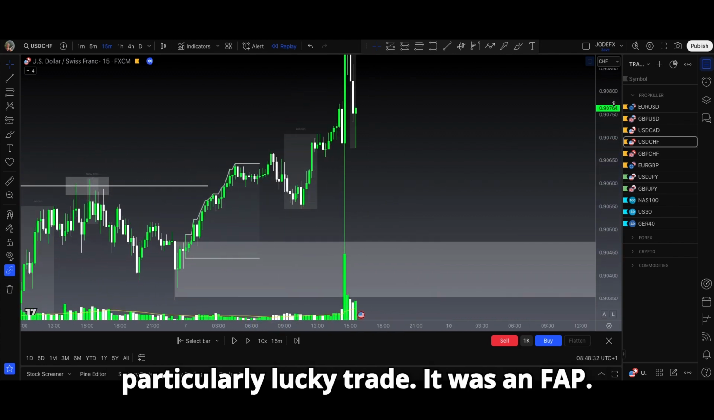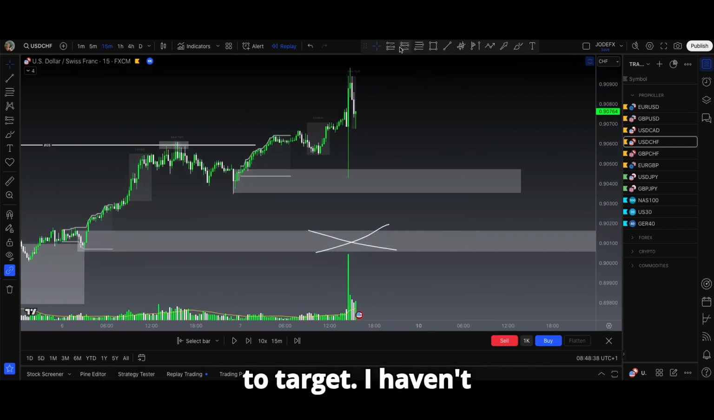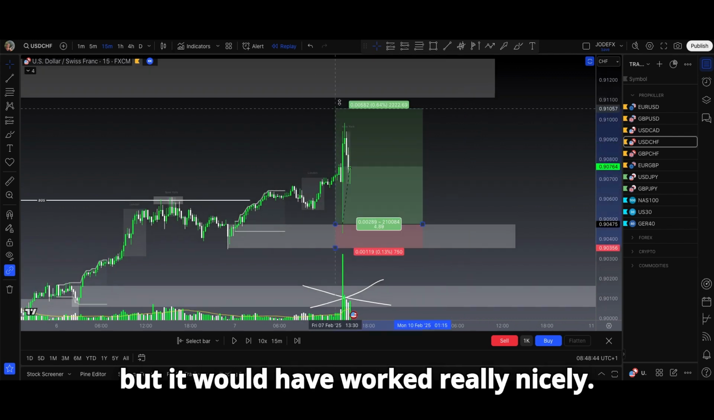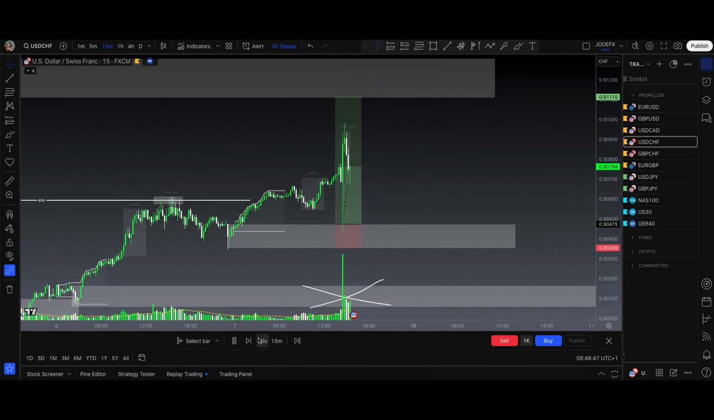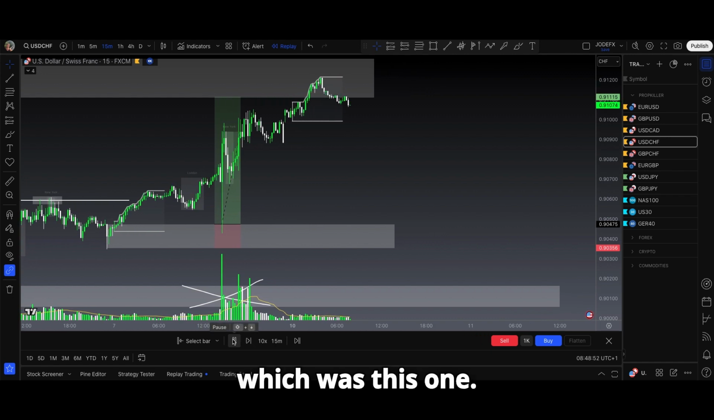So this was a particularly lucky trade. It was an FVG. It tapped on our demand and then it went to target. I haven't taken this trade because it was an FVG, but it would have worked really nicely. I took the next day's trade, which was this one.